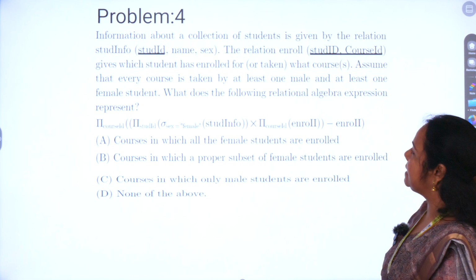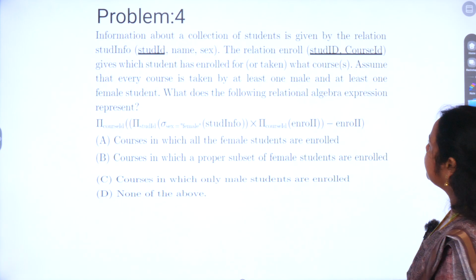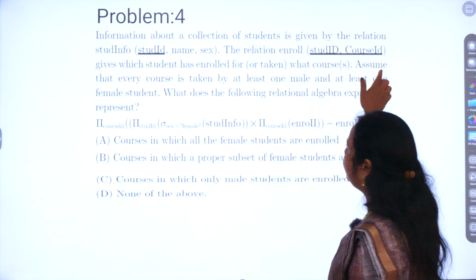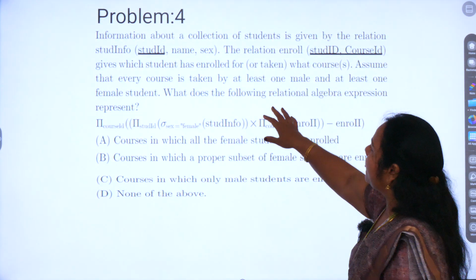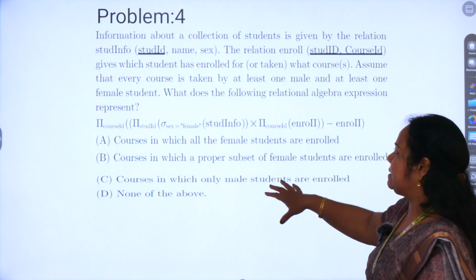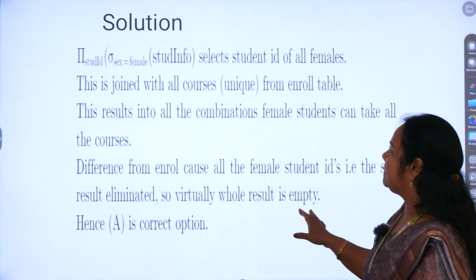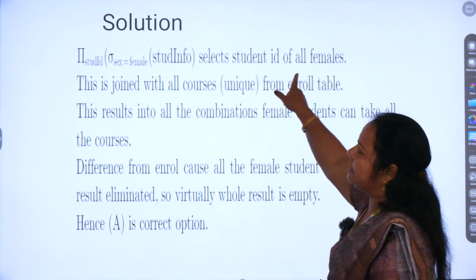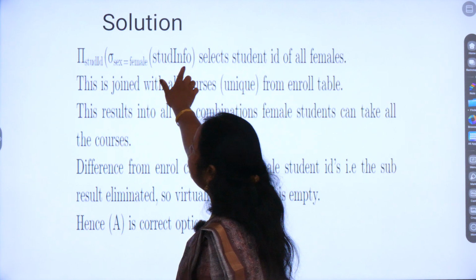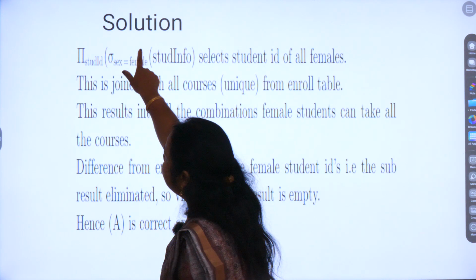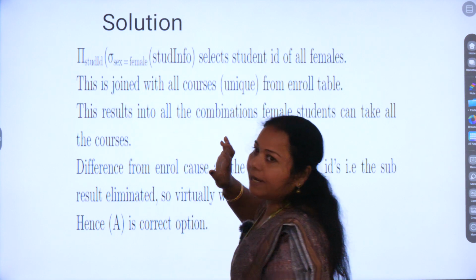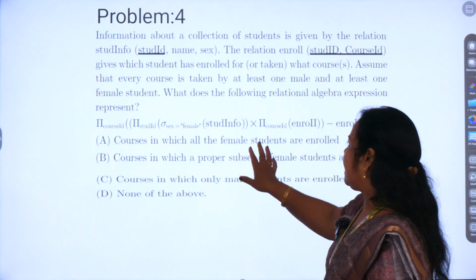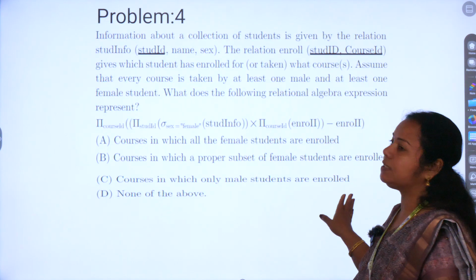Then the fourth problem is similar. There are two relations, student information and enroll. Here there are 3 attributes and here 2 attributes. The question is, what does the following relational algebra expression represent? From this we can find the answer. First you have to select the student ID of all females. That is, given the relation student information, select sex equal to female. These are the girl students, and project the student ID of all the females. So our answer is courses in which all the female students are enrolled.